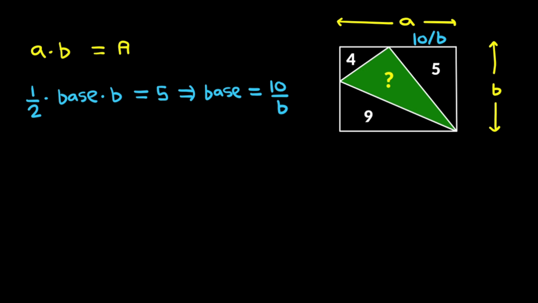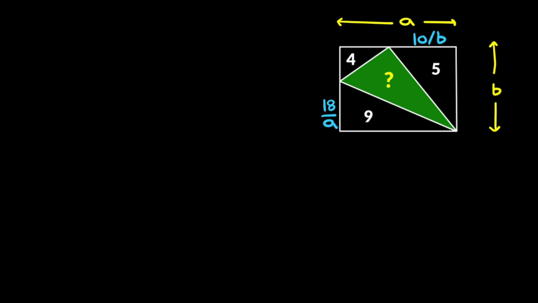Now do the same for the triangle with area 9. This time, the side along the top is A. So we get half times A times height equals 9. That gives us height equals 18 over A. Now comes the important part.